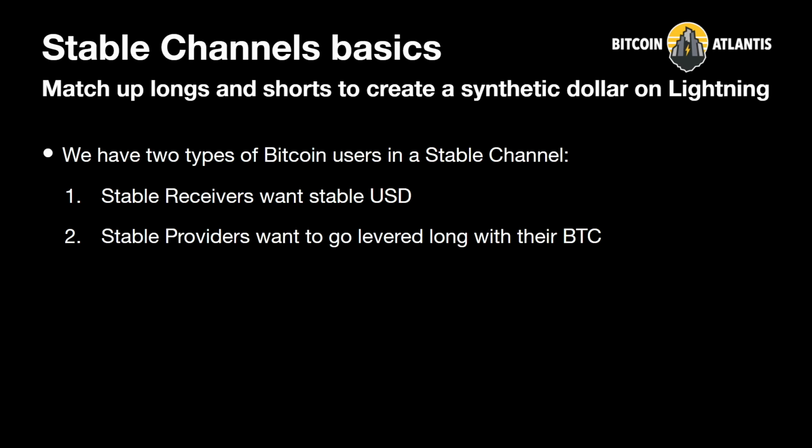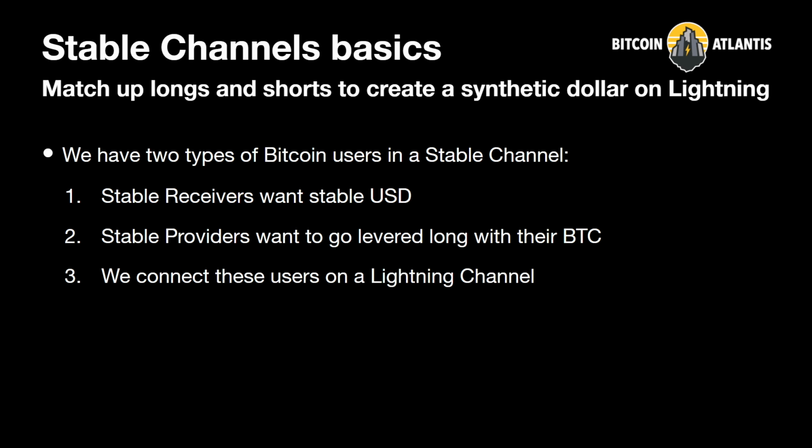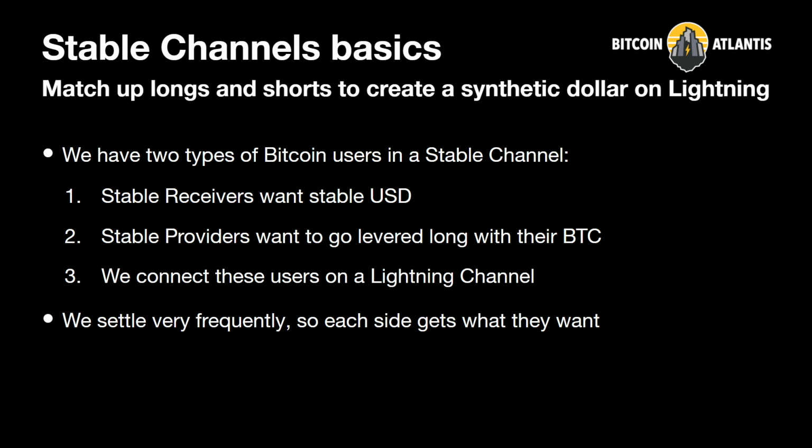So let's think about it. Let's say a stable receiver puts in 1 Bitcoin and the stable provider puts in 1 Bitcoin into a dual funded channel. Well, right now the price is about $60,000. The stable receiver wants to stay stable at $60,000. And what we do is we connect these users on a Lightning channel, and we settle very, very frequently. Think every 1 minute, every 30 seconds, every 5 minutes, so that each side gets what they want, and we minimize the counterparty risk at any given time.